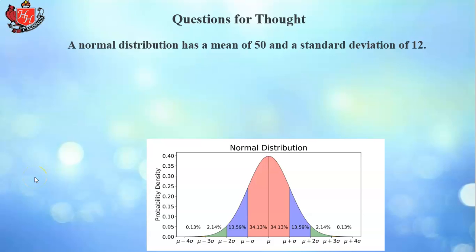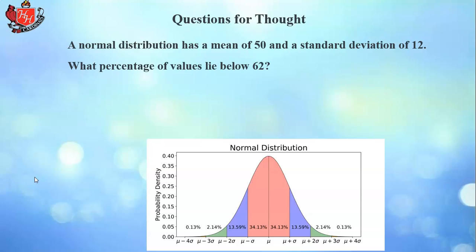Okay, so let's do an example here. A normal distribution has a mean of 50. That means that that highest point, mu, is right in the middle there, and that's 50. And a standard deviation of 12. That means one standard deviation to the right would be 50 plus 12, which is 62. One standard deviation to the left would be 50 minus 12, that would be 38. Okay, so let's go ahead and answer some questions here.